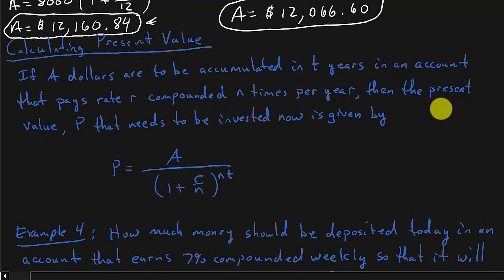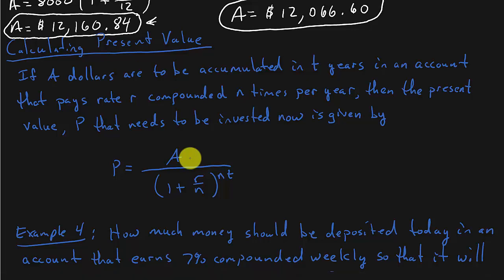All right. Calculating present value. All right. Present value. So if $A are to be accumulated in T years in an account that pays rate R compounded N times per year, then the present value, P, that needs to be invested now is given by this. P equals A over 1 plus R over N raised to the NT. All right. So let me show you something about this. You don't even need to memorize this formula either.